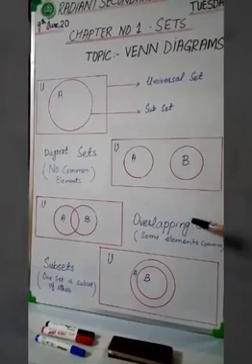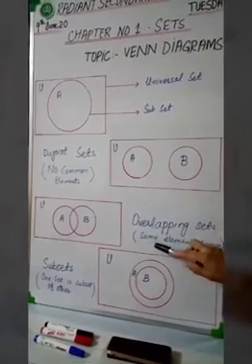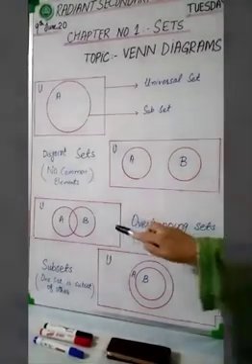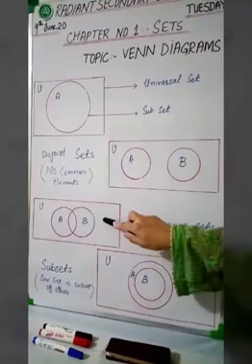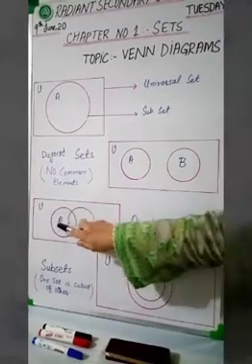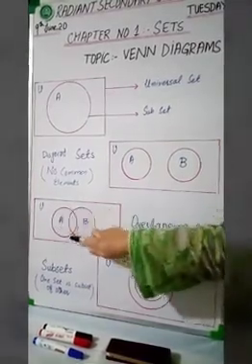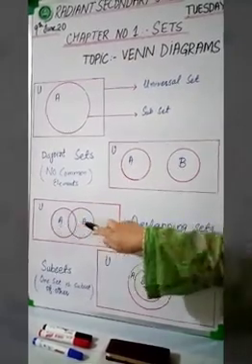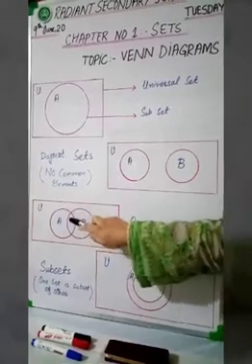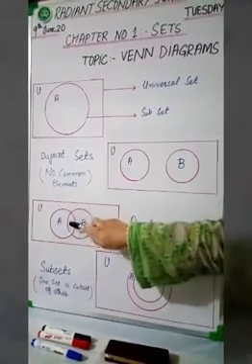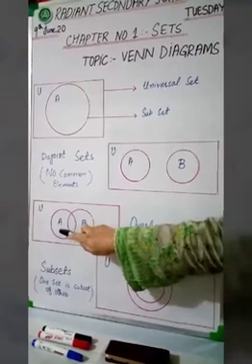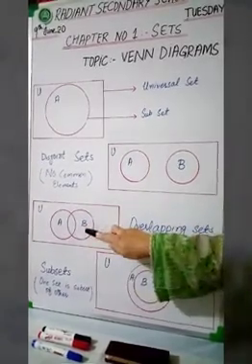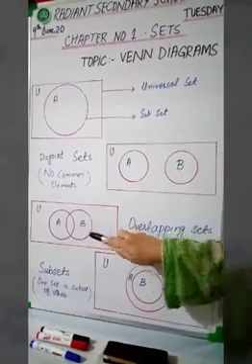Overlapping sets mean that some elements will be common and some will be uncommon. In such type of Venn diagrams, you will draw the circles of the subsets so that they overlap each other. So here you see that set A and set B are overlapping each other. This portion is showing the common elements. In this portion you will show the uncommon elements of set A, and in this portion you will show the uncommon elements of set B.